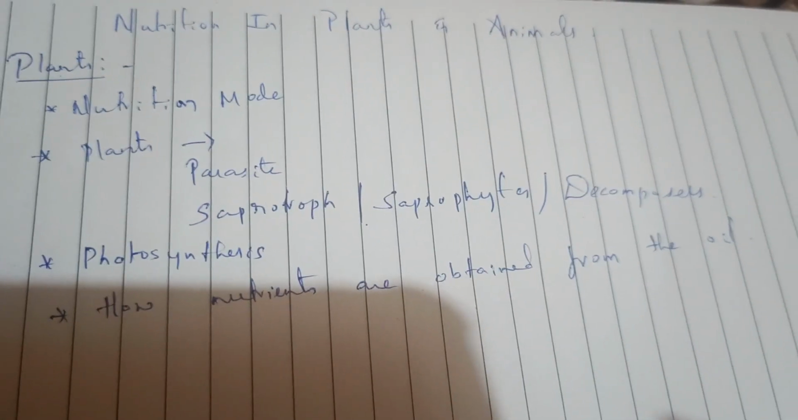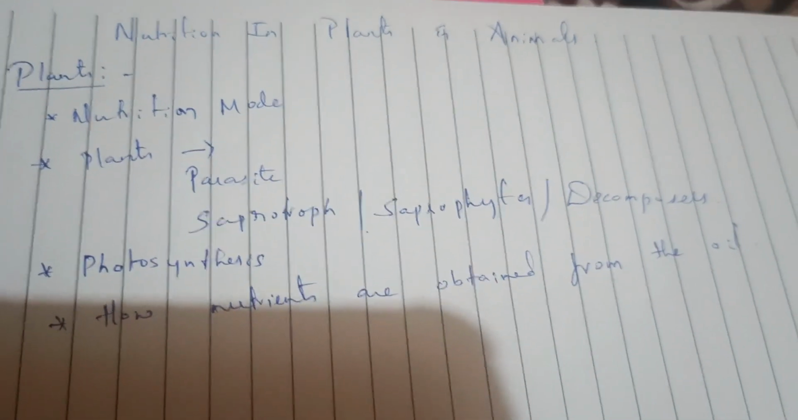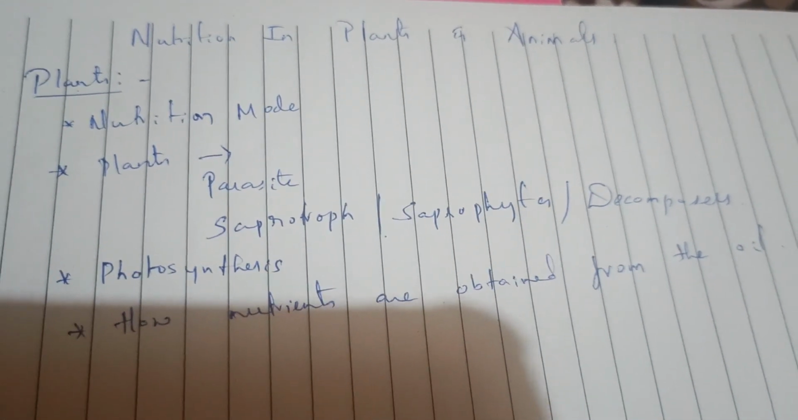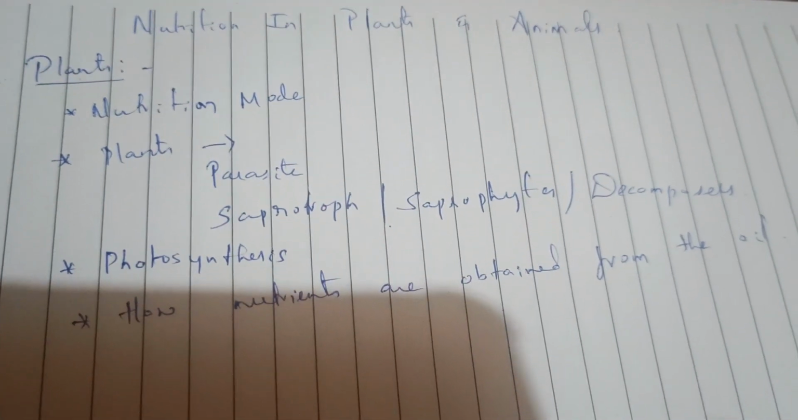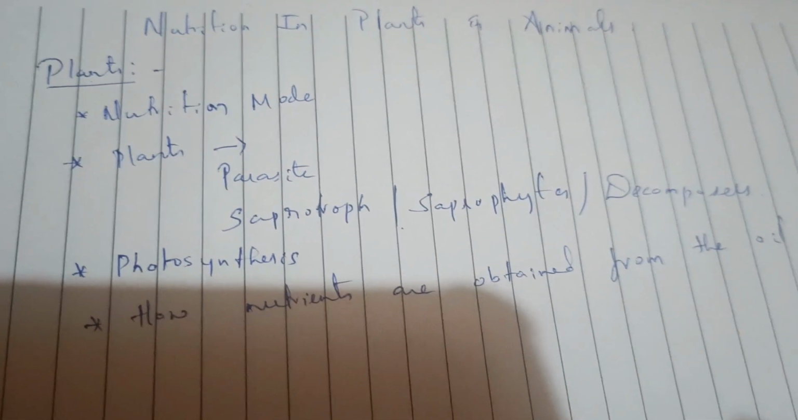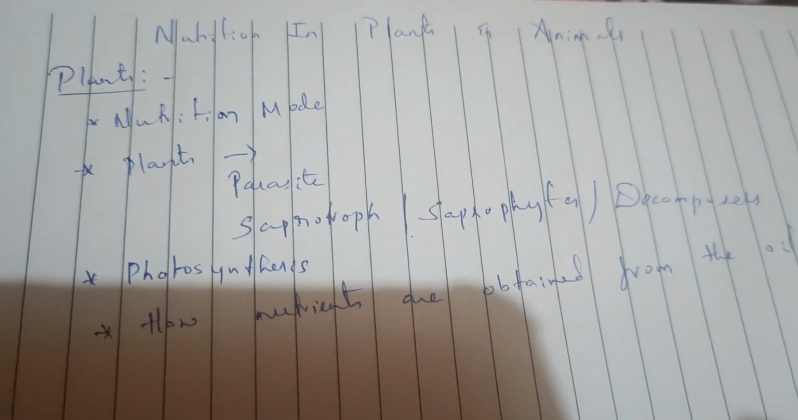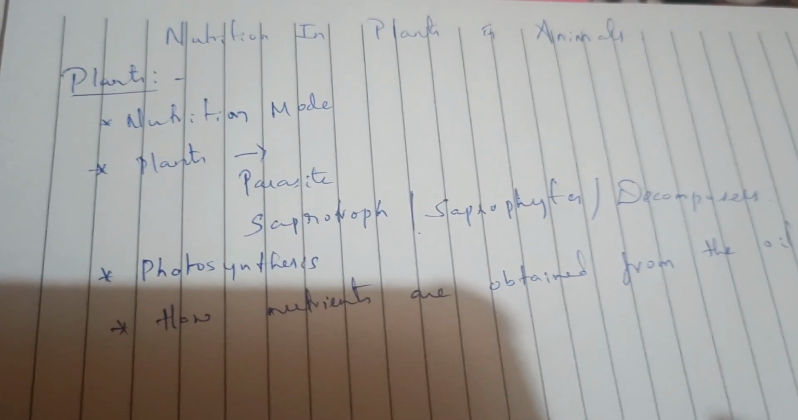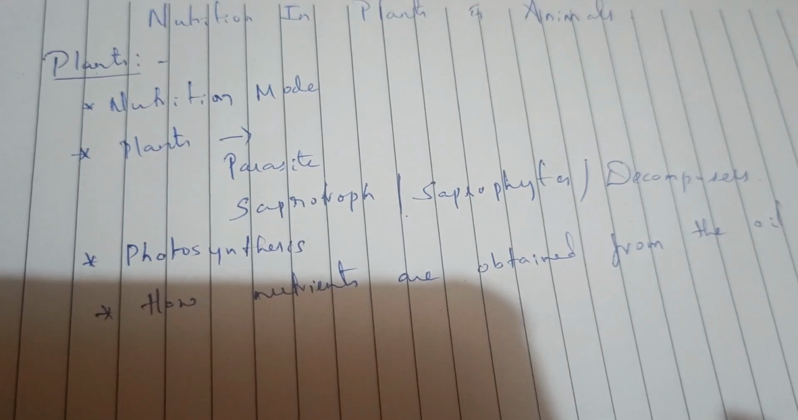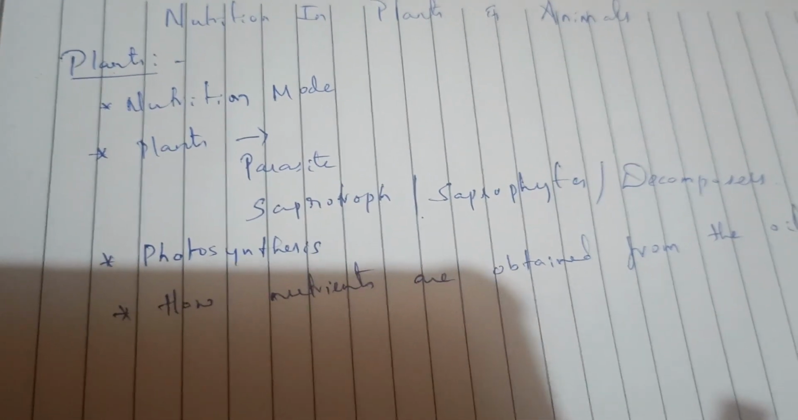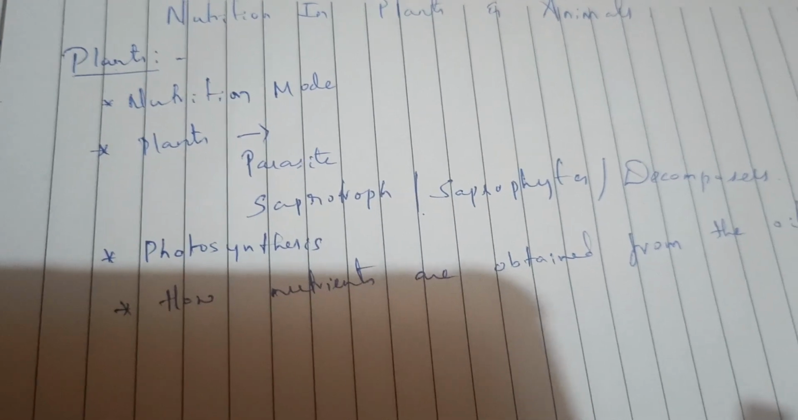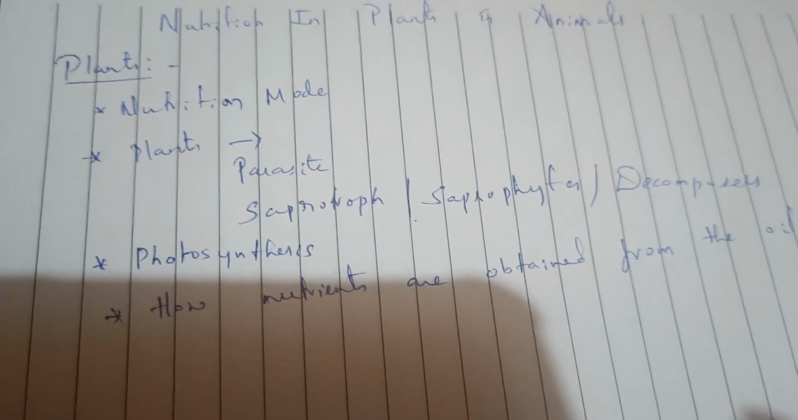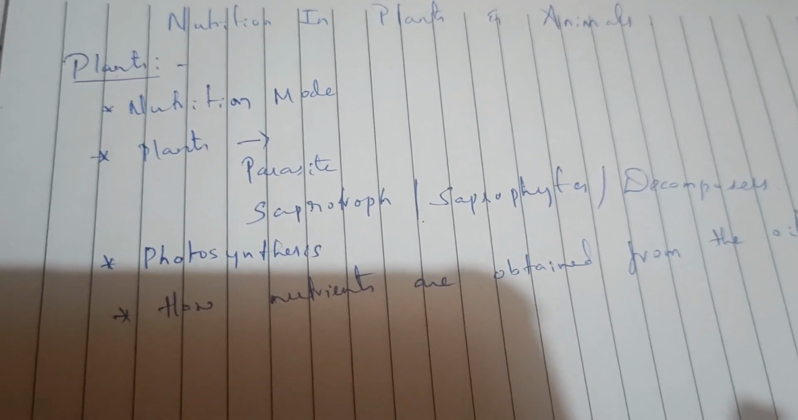So coming to that, we can see there are parasites. In this chapter we'll be mainly focusing on parasites and saprotrophs. Parasites are the organisms which depend on others by harming them. They live inside the body or outside the body. For example, we can think of lice, which live on the head of a human being. They harm, they suck the blood. So these are parasites. I'll be providing all the details of the examples of the parasites.